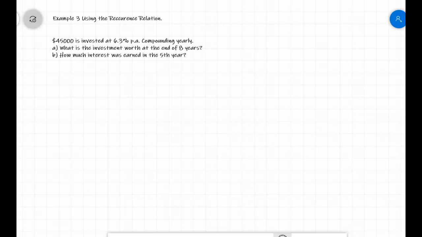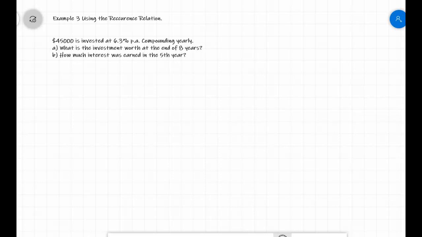So we're going to invest $45,000 at 6.3% per annum, compounding yearly. We're asked to find what the investment is worth at the end of 8 years, and how much interest was earned in the 5th year. Now that's the tricky bit. It means I can't use compound interest, so I'm going to use the geometric series idea of the recurrence relations.